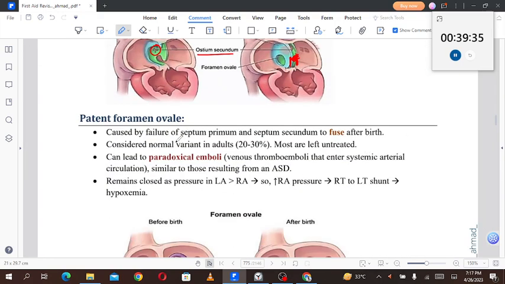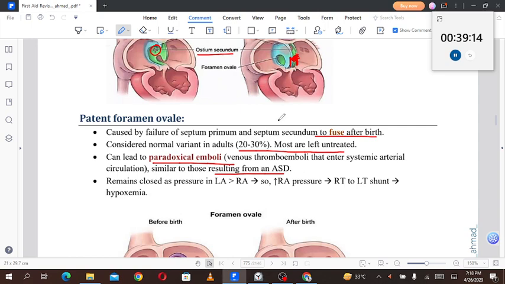Okay, then we have patent foramen ovale. The patent foramen ovale is caused by the failure of septum primum and septum secundum to fuse together after birth. It is considered a normal variant in adults, like 20 to 30% of people normally have a patent foramen ovale. Most are left untreated, and the people are asymptomatic. It can lead to paradoxical emboli, venous thromboemboli that enter the systemic circulation, similar to those resulting from an ASD.